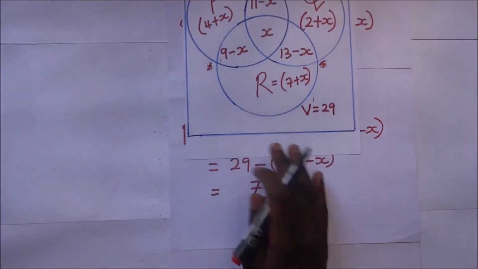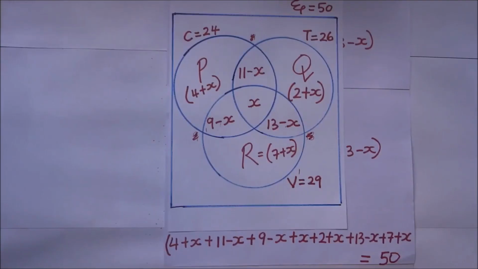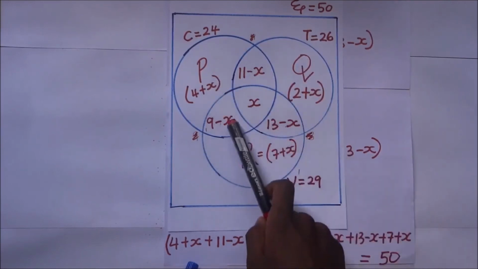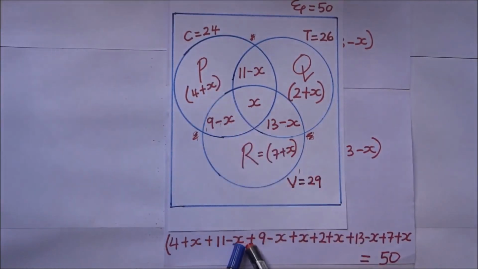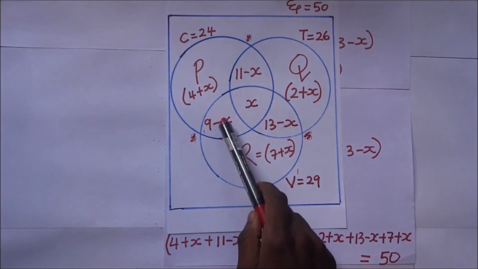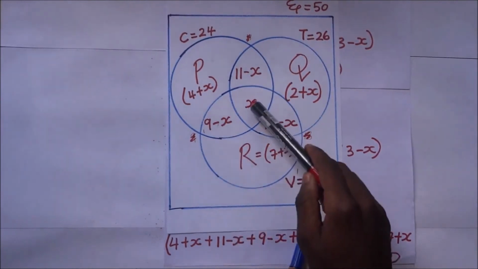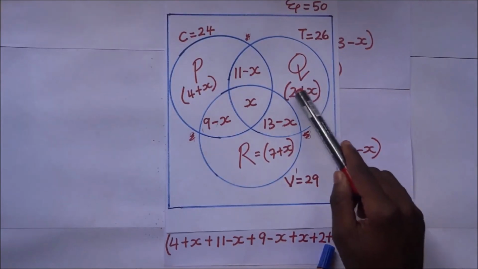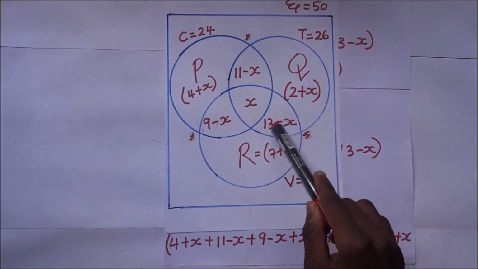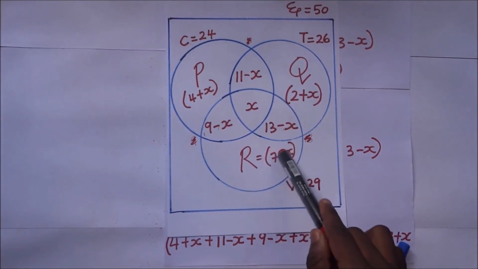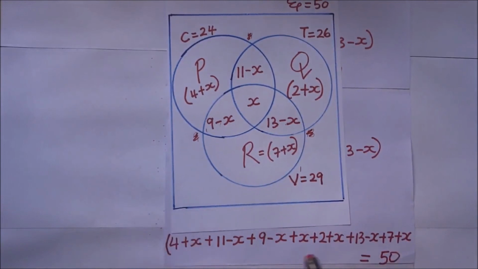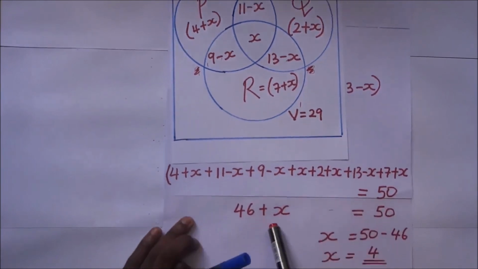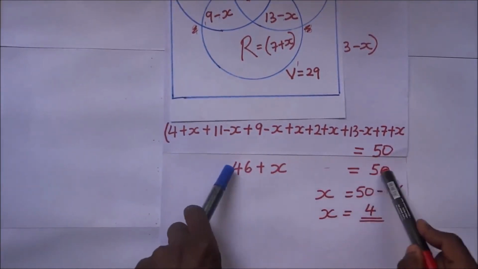So we compute, you are going to add everything here and equate it to 50. So it becomes 4 plus x, plus 11 minus x, plus 9 minus x, plus x, plus 2 plus x, plus 13 minus x, plus 7 plus x, and all this is equal to 50. So when we compute all this, we end up with 46 plus x being equal to 50. So 46 plus x equal to 50.